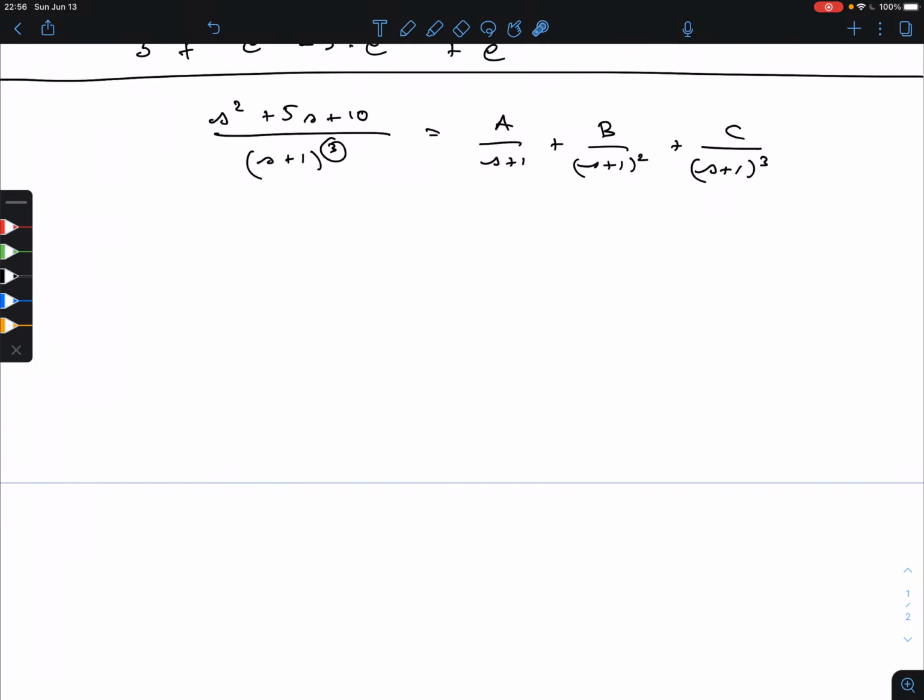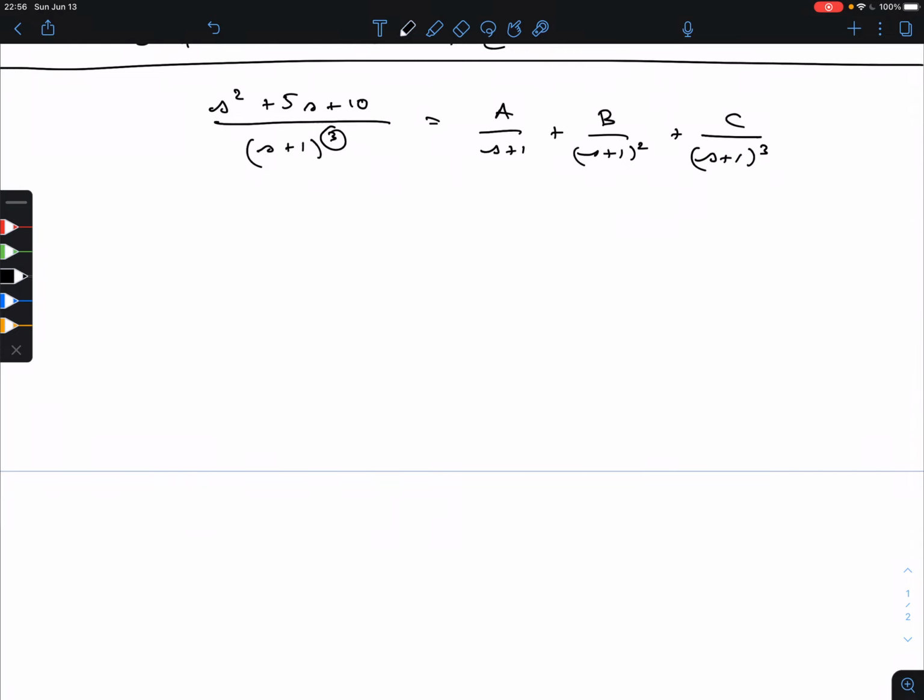Now, we can try to find A, B, C with which method? We cannot use Heaviside because these are multiple roots. That's exactly what is not allowed there. And we can use the general technique that we'll see in the next example. But in this case, there is a shortcut.